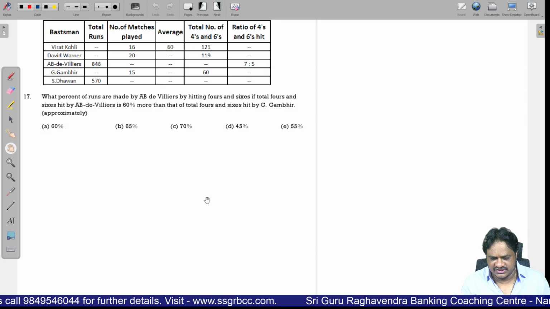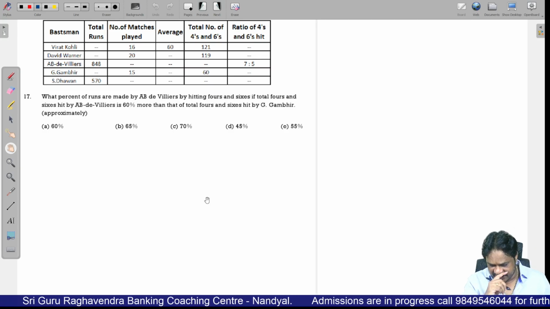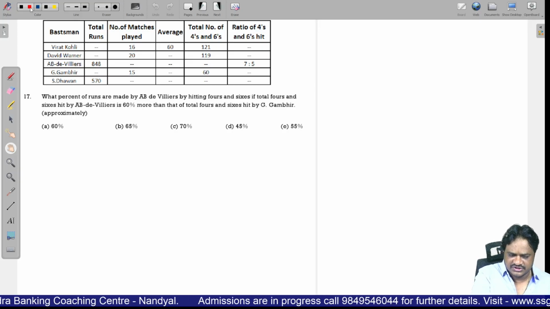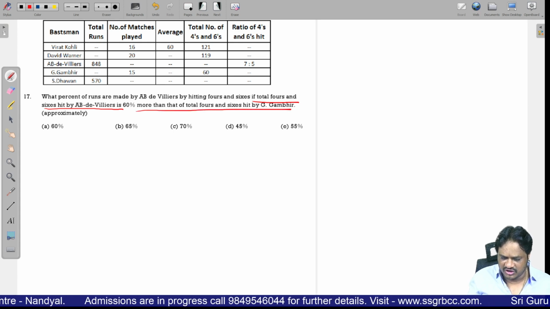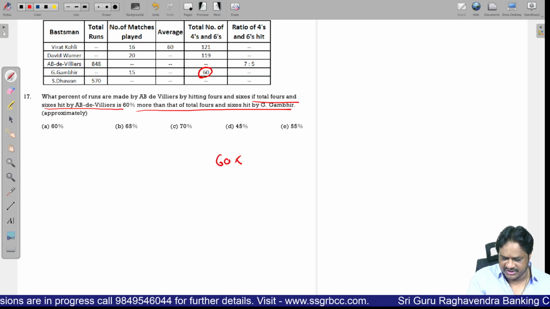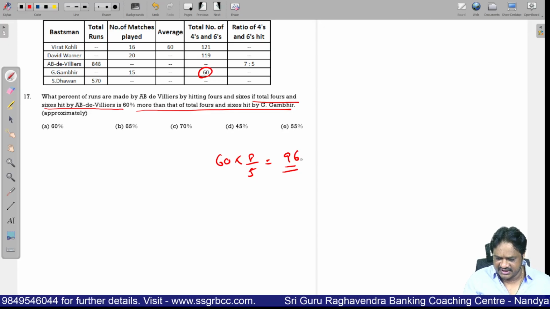What percentage of runs are made by AB de Villiers by hitting 4s and 6s if total 4s and 6s hit by AB de Villiers is 60% more than total 4s and 6s hit by Gautam Gambhir? So we have to find the percentage of runs made by AB de Villiers by hitting 4s and 6s, if total 4s and 6s hit by AB de Villiers is 60% more than total 4s and 6s hit by Gautam Gambhir. So Gautam Gambhir is hitting 60. So 60% more means it will be 8 by 5. That will give 96. In this 96, there will be 4s and also 6ers.